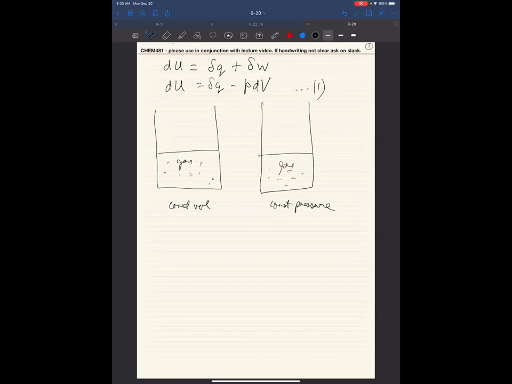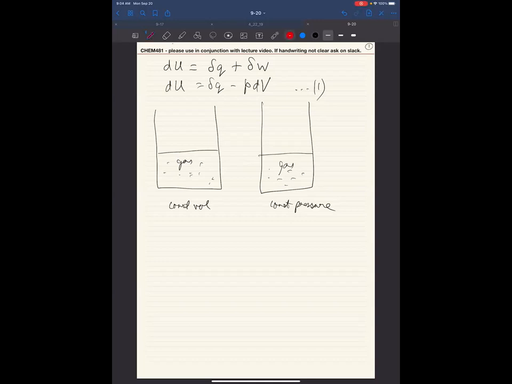You could even have a constant enthalpy scenario. There is at least one geology student in the class. If you're studying volcanoes, how they form, how they erupt, then it's a constant enthalpy process. You might be interested in other things, but for now, we are talking about these two.